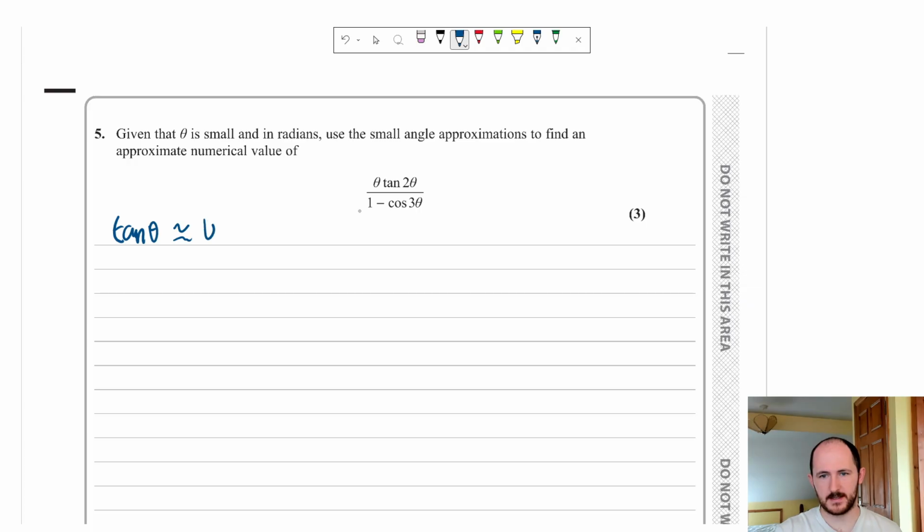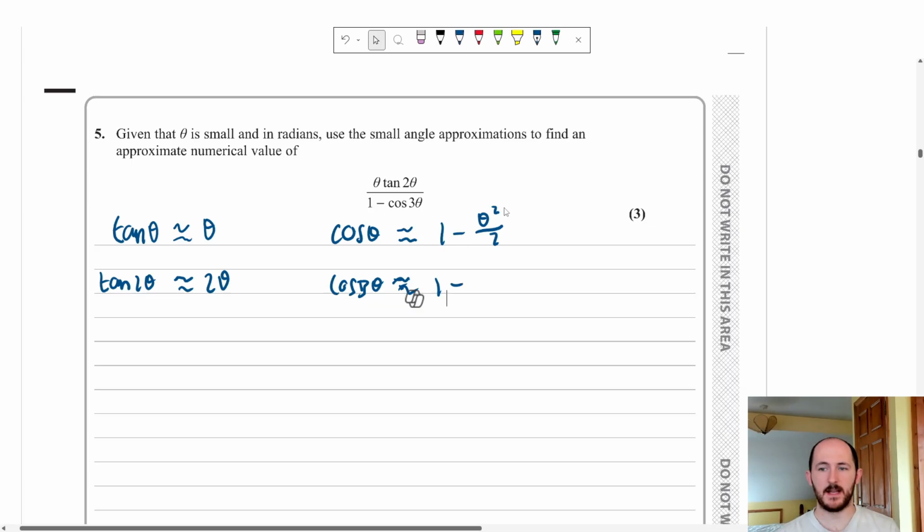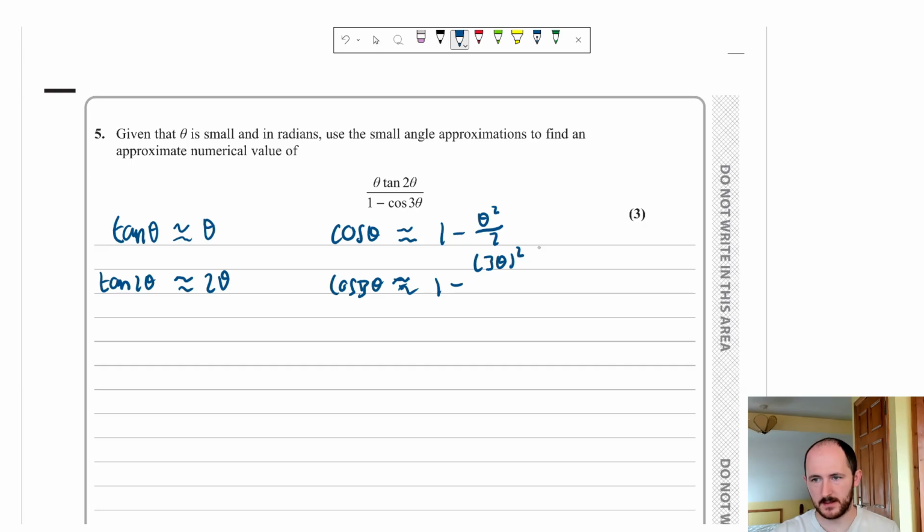approximates to just theta, which means tan 2 theta will approximate to 2 theta, and cos theta is a bit of a weird one. It approximates to 1 minus theta squared over 2, which means cos 3 theta, like we have here, is going to be, and this is a bit of a weird one, bear in mind that when it's theta squared, it is the whole thing. So this is actually 3 theta squared over 2. Now we have to sub that into there.